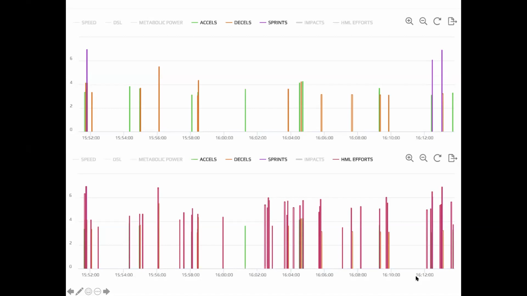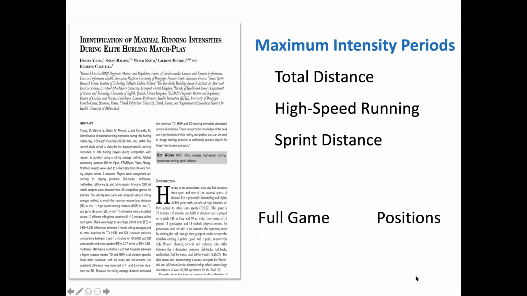Now, if this is the case, there are some periods within the game that are far more demanding than the others. So to investigate this, we looked at the maximal intensity periods, or the worst case scenarios in hurling. So what is the worst minute that can happen? The maximum running intensities during elite hurling investigated the total distance, high speed running, and sprint distance per minute. These were assessed over the full game and per position. Over 22 games, the maximum 1 minute up to 10 minute periods were assessed using a rolling average method.